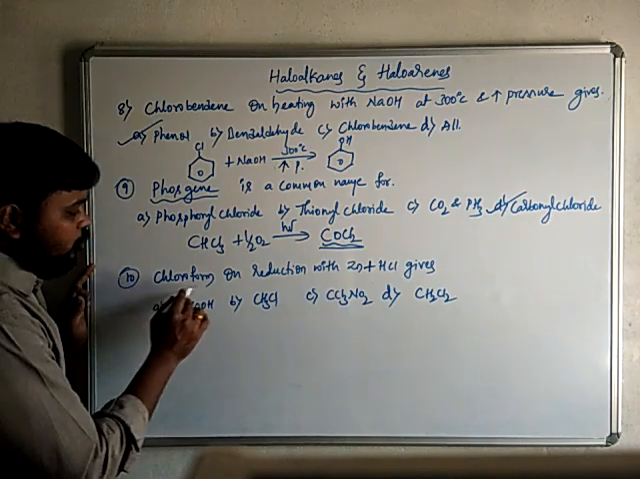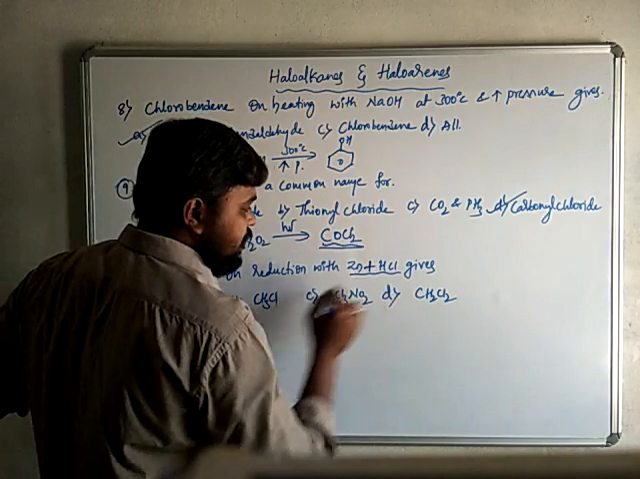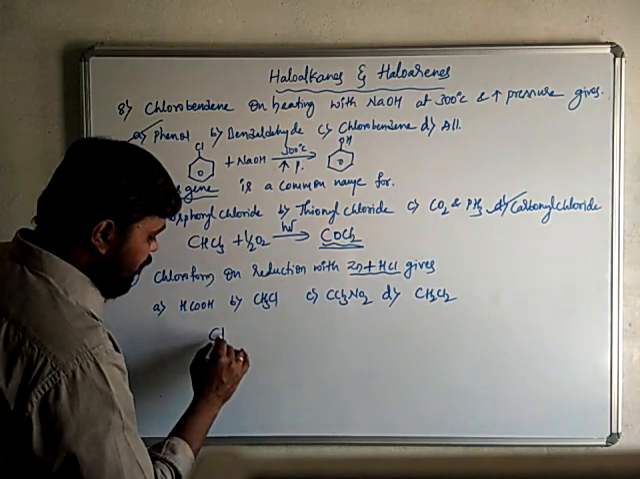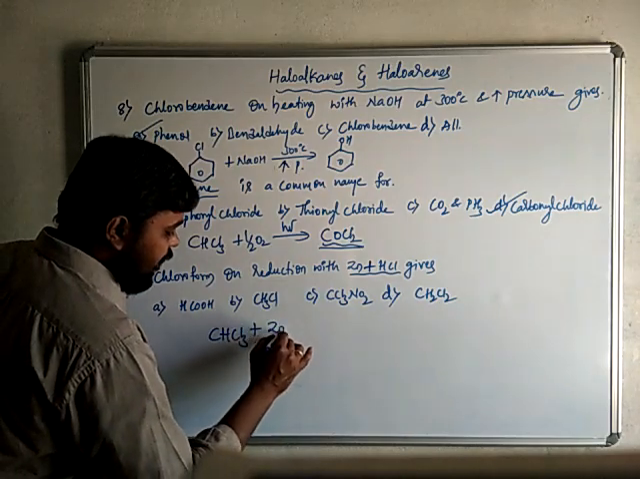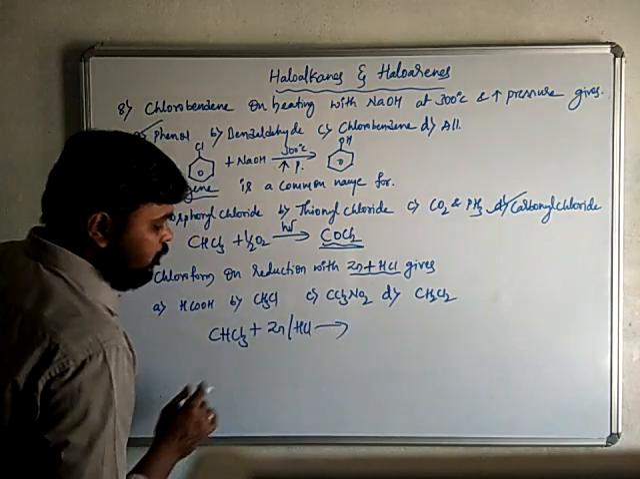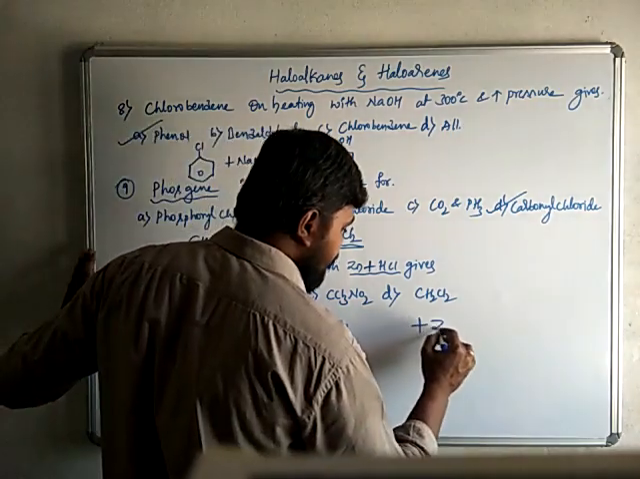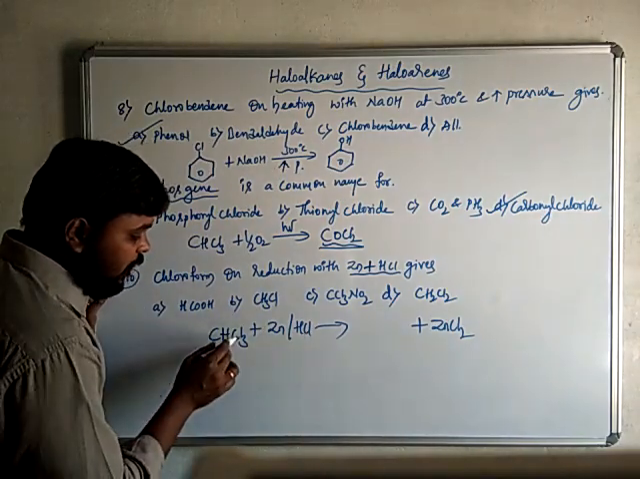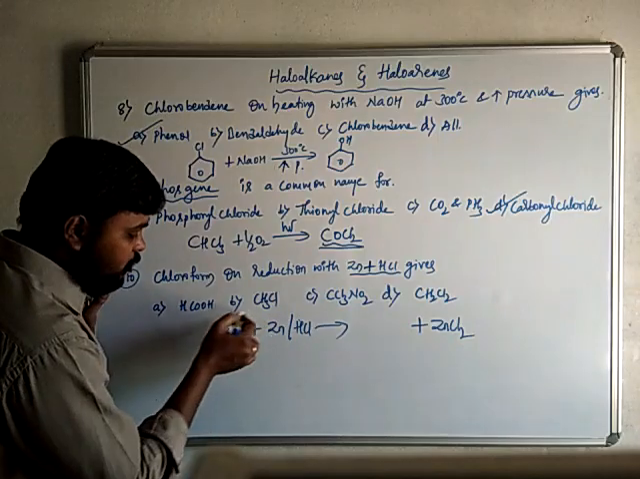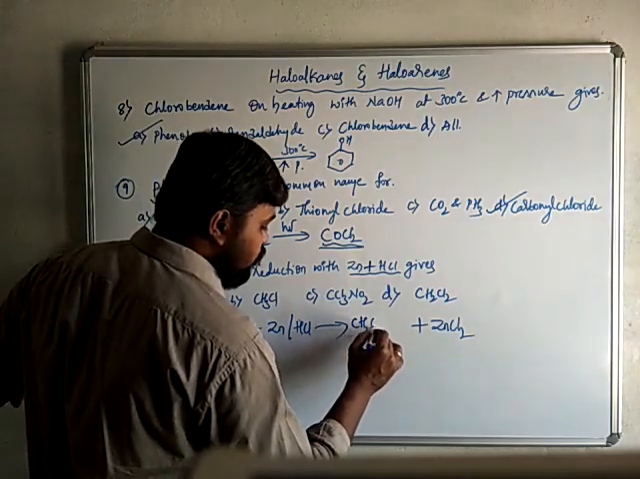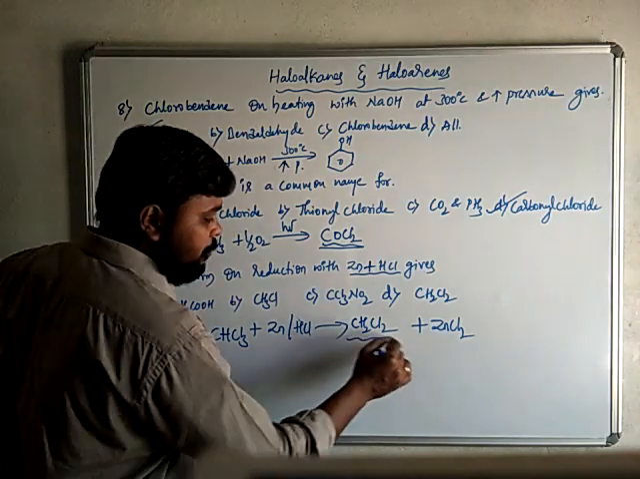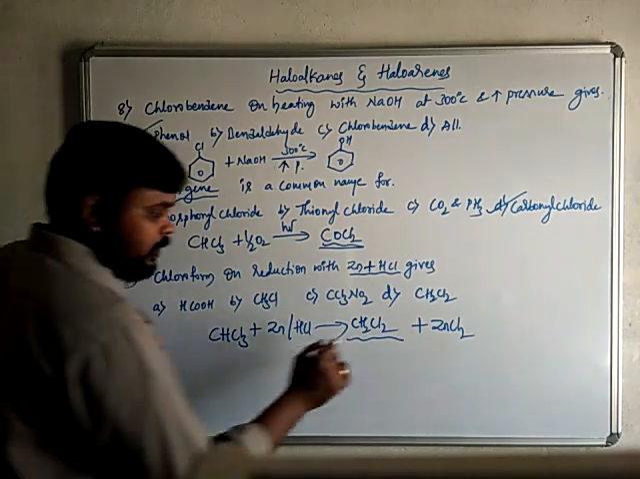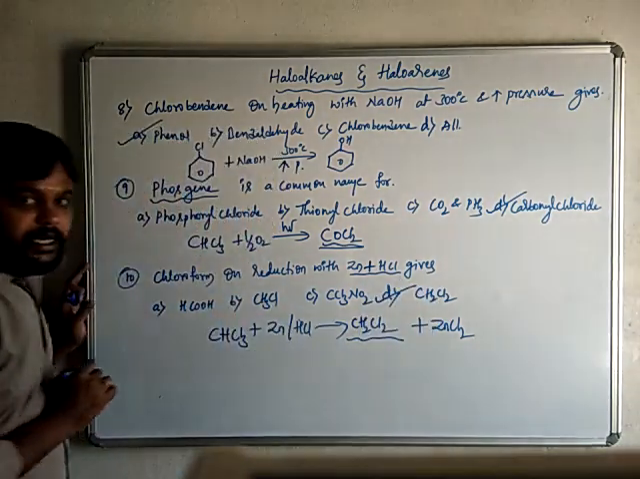So next question is, chloroform on reduction with zinc and HCl gives... reduction means addition of hydrogen. Chloroform has formula CHCl3. When this reacts with zinc and HCl, zinc is converted into zinc chloride by taking two chlorine atoms. One chlorine is eliminated from here, and hydrogen is added here. It becomes CH2Cl2. This is methylene dichloride, a geminal dihalide. So option D is the right answer.